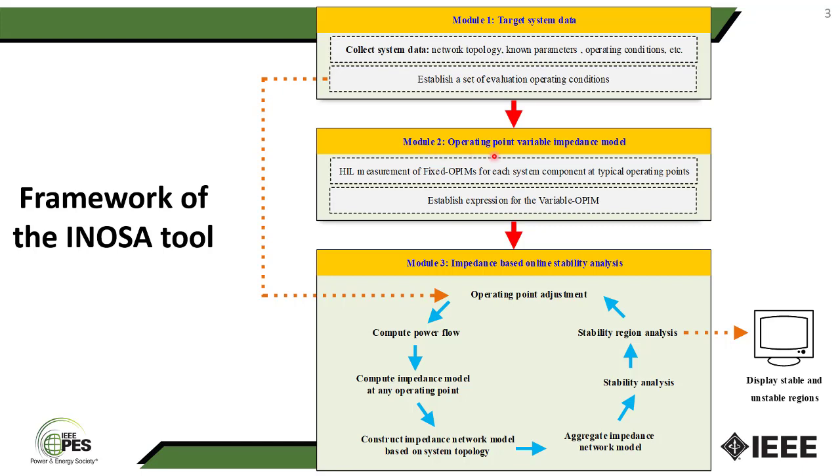Module 2 is to construct the operating point variable impedance model. This can be done by hardware-in-the-loop measurement of the fixed operating point impedance model for each system component at typical operating points. We have already developed a method which requires impedance models at a few typical operating points, and by using those impedance models calculated at those operating points, we can establish an expression for the variable operating point impedance model.